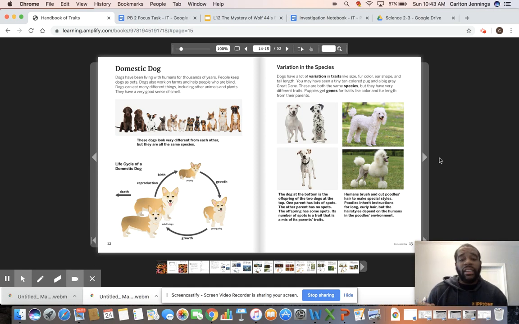So that's the end of this lesson. This is just a review of the things that we've been learning. So on our next lesson, we're going to go to a different unit. We're going to be talking about how things look different because of their environment or things that they've learned.